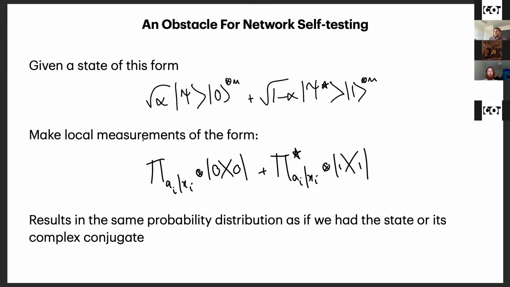Given a state of this form, we can make local measurements of this form, where you apply your original measurement if your auxiliary state is 0, and you apply the complex conjugate if it is 1. This results in the same probability distribution as if we had the state or its complex conjugate. So this is a way of generalizing the framework a little bit to ask: can we conclude from the statistics something that looks like this, a superposition of psi and its complex conjugate.